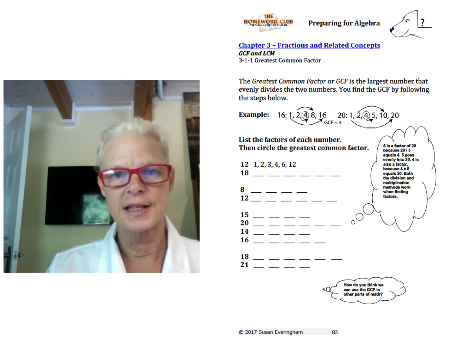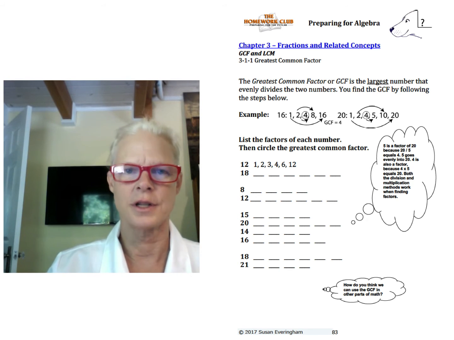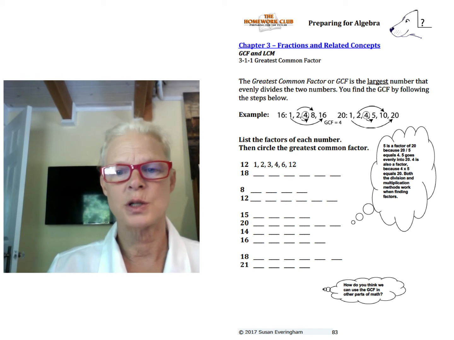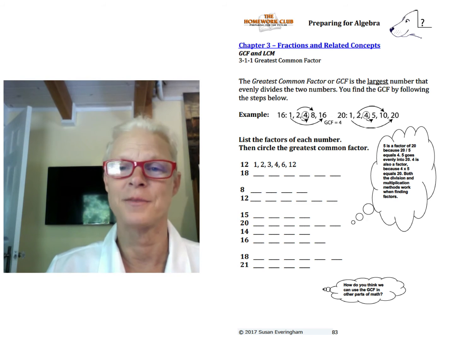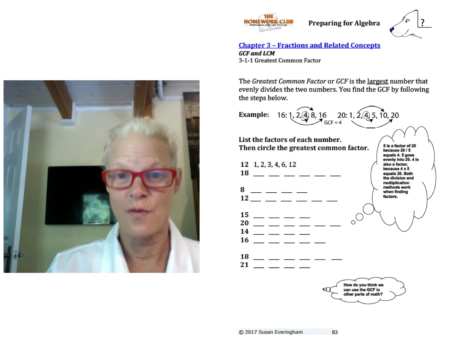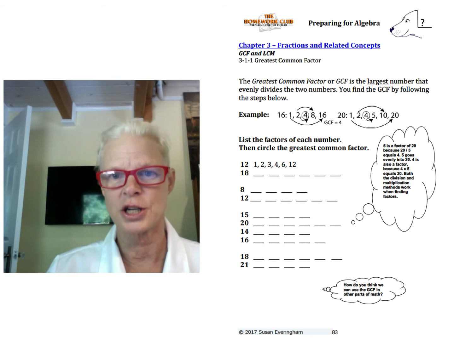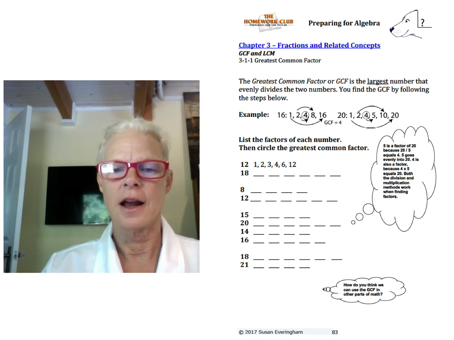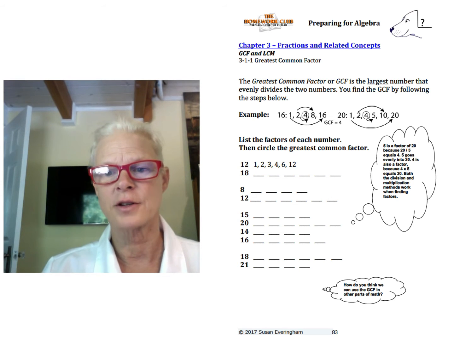We've got the number 16, so 1 times 16, 2 times 8, and 4 times 4, right? And 20 is 1 times 20, 2 times 10, and 4 times 5. Right? So the greatest common factor here is 4, not 5, 8, 16, 10, or 20. The one that they share in common, the largest one. I want you to list the factors of each of the numbers below and then circle the greatest common factor.